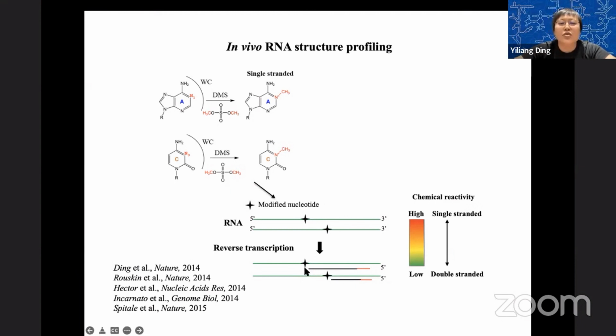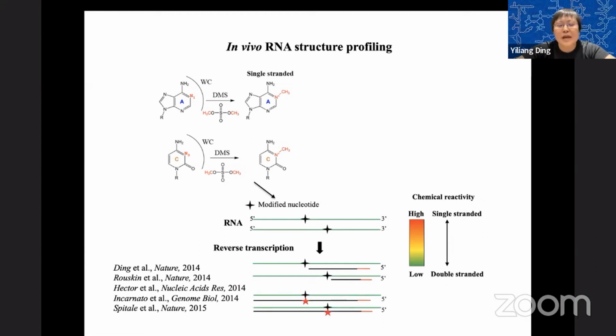Based on how many reads stall at a specific nucleotide, we generate something called chemical reactivity. If you have a high chemical reactivity, that means you have more reads stalling at this nucleotide, so the nucleotide has a high probability of being single-stranded. If you have a lower chemical reactivity, that means fewer reads stalling at the nucleotide, so it has a high probability of being double-stranded.